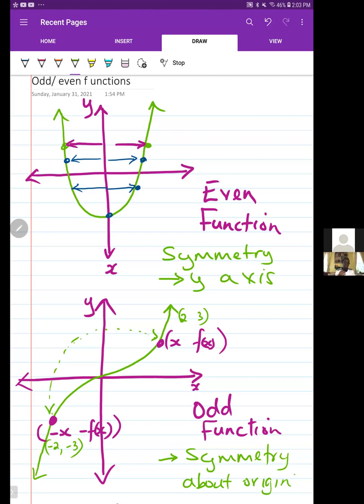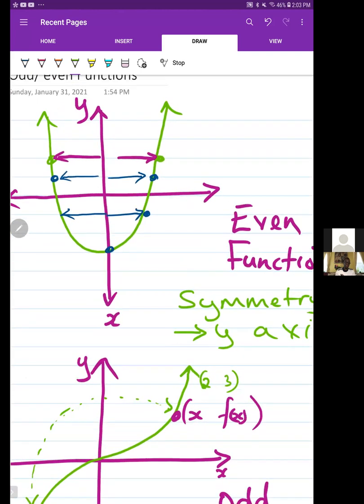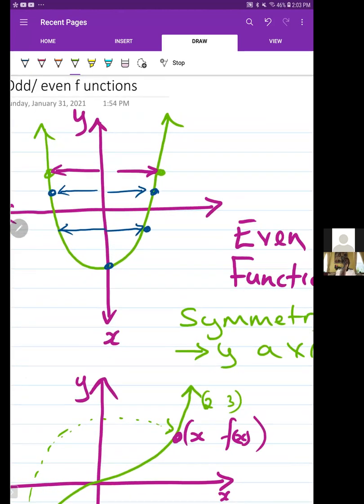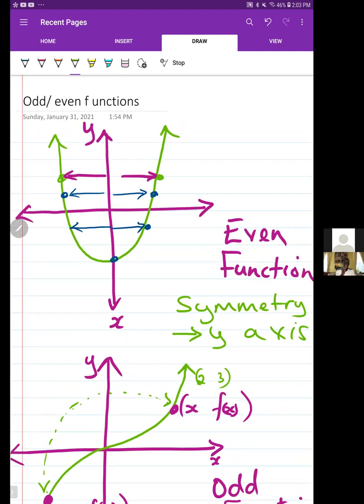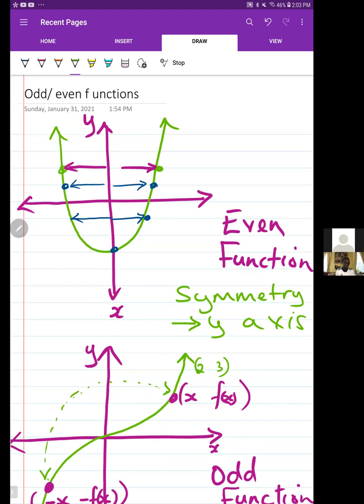So the first one we're going to start off with are even functions. Even functions, like the first graph I have shown here, are symmetric about the y-axis. So if you have a graph where the y-axis splits the graph exactly into two halves, and one half can be folded onto the other, then the graph is an even function.